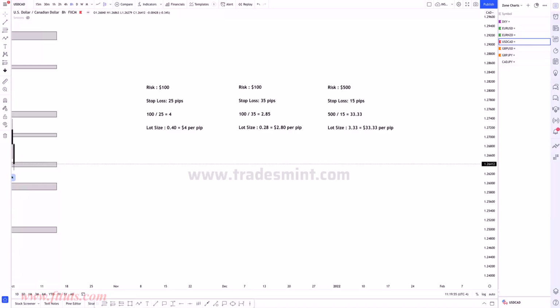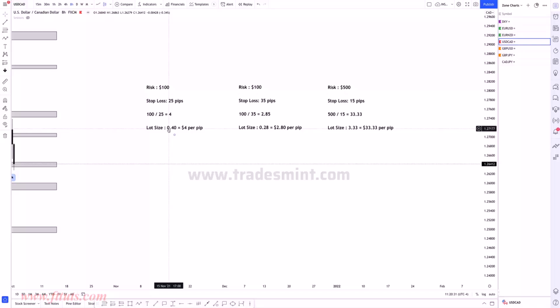But now I'm going to show you the way the math is actually worked out, because I know that some people like to understand the nitty-gritty of it all. So let's go for a few examples. Example one: you're risking $100, and your stop loss is 25 pips. How you would mathematically figure it out is you take $100 and divide it by 25 pips, which equals 4. So your lot size would be 0.4, which equals $4 per pip.